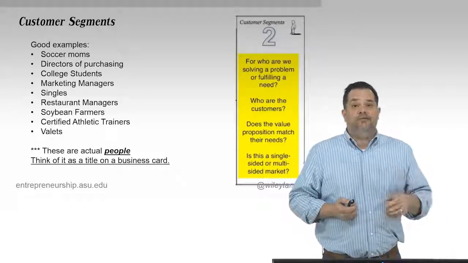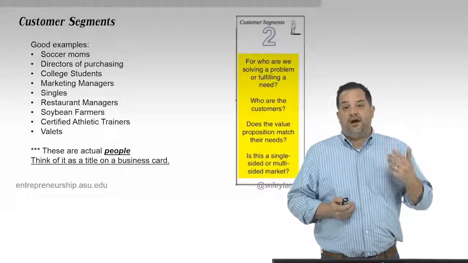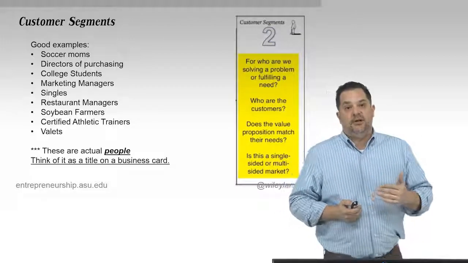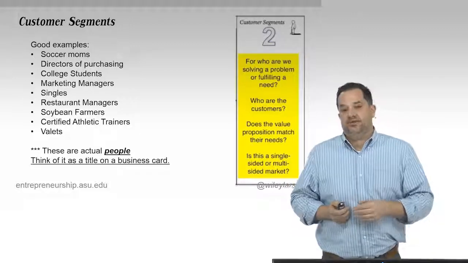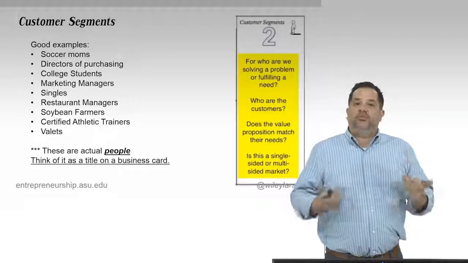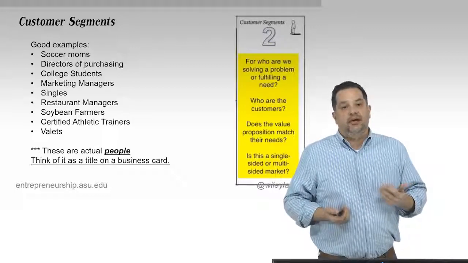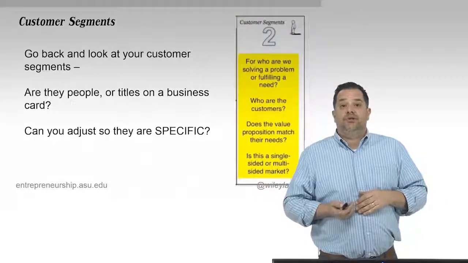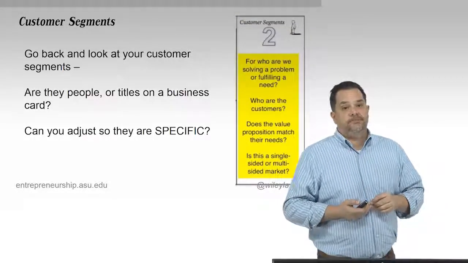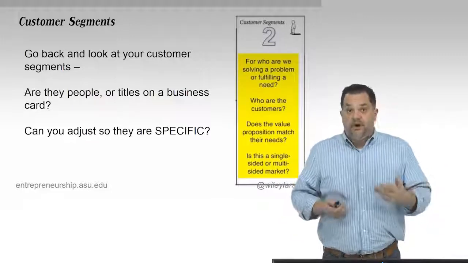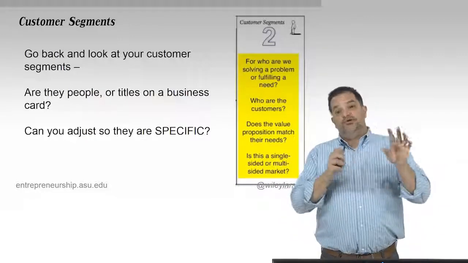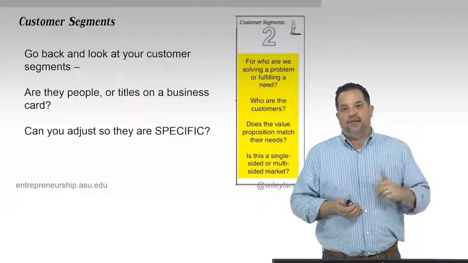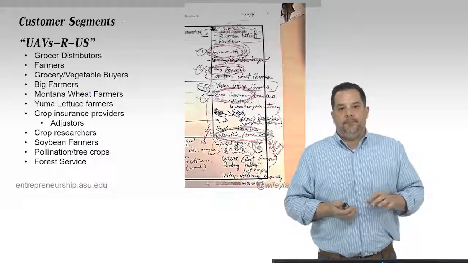This was the aha moment for me on this block. I found that if I started thinking about my customer segments as directors of purchasing, as college students, as certified athletic trainers, as what their title on their business card might look like, this process got much, much easier. So what I want you to do is go back and look at your customer segments. Are they people? Are they titles on a business card? And can you adjust them so that they're specific? That's the first step in getting the right customer segments put on your block.